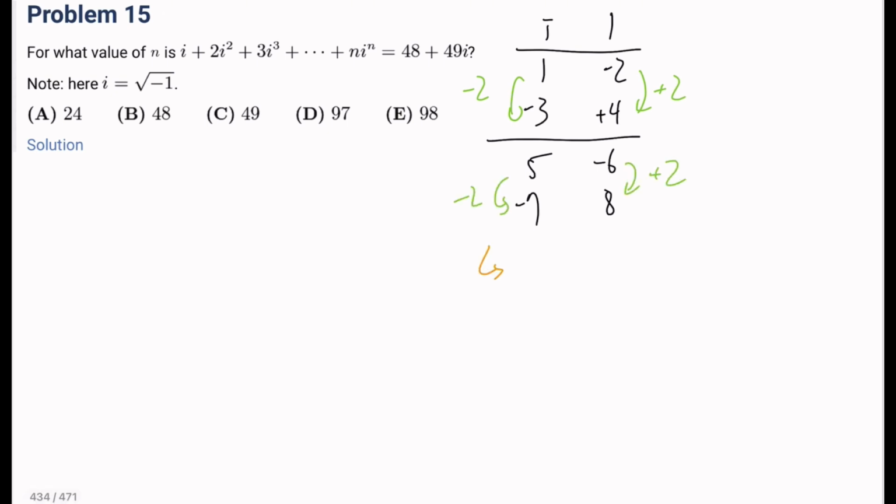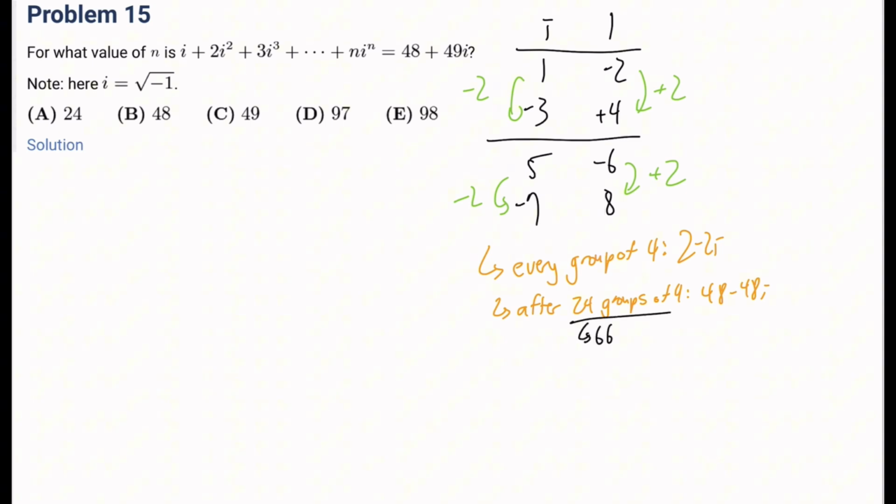And so we see that for every group of 4, it becomes 2 minus 2i added, right? And so to get close to that, after 24 groups of 4, that will be 48 minus 48i, right? But since this is after 24 groups of 4, that means this is equal to the 96th power. And so the 97th one, that would be 48 minus 48i, and then that will be part of 1i, right?